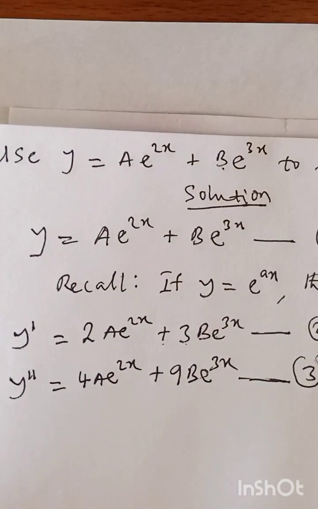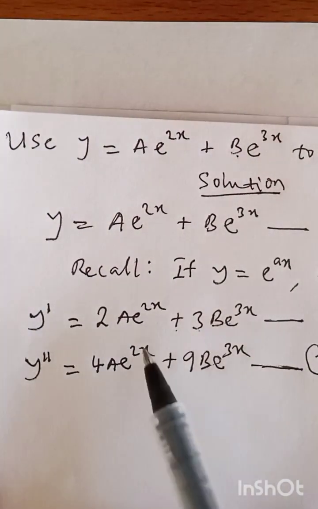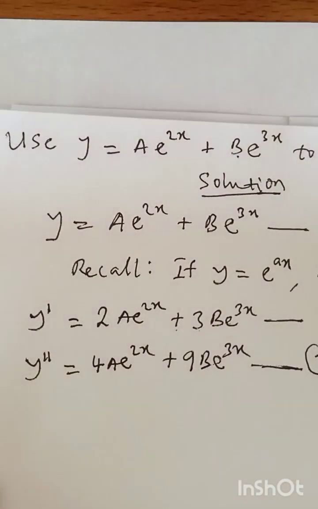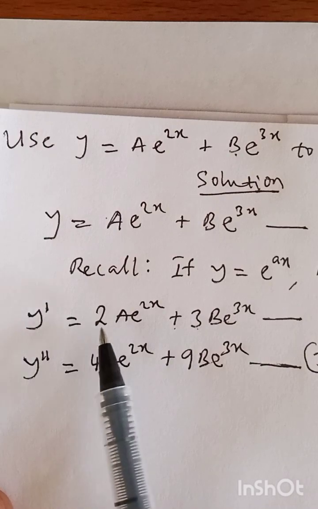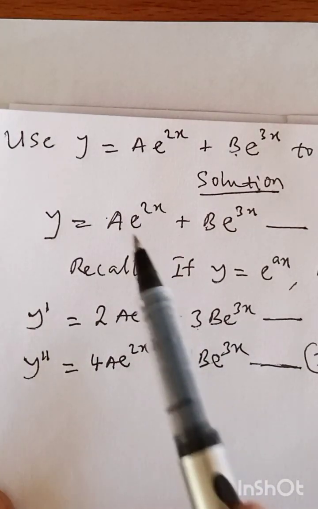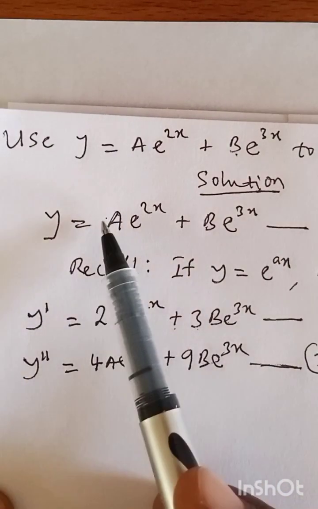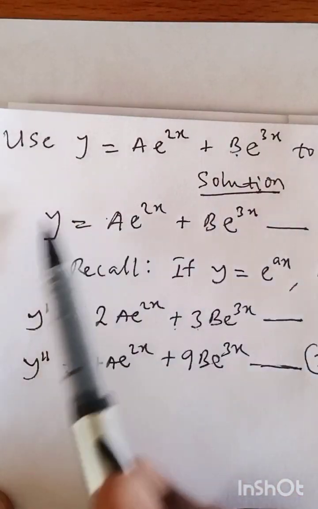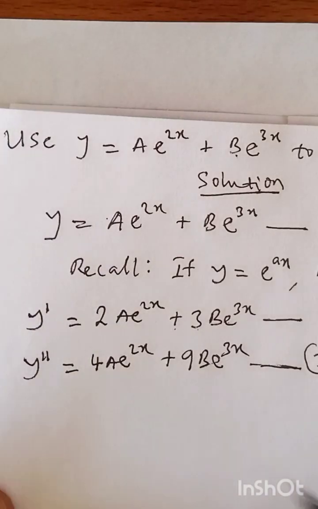Now from there, we need to eliminate a first. So if you look at it carefully, here in equation 1, the coefficient of a is 1. In equation 2, the coefficient of a is 2. So you have to make them have the same coefficient. We need the same coefficient of a exponential 2x. So here is 2, here is 1. So we need to multiply equation 1 through by 2 in order to have 2 here as it is here.